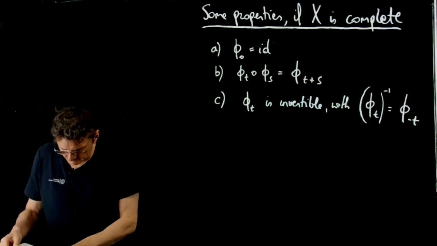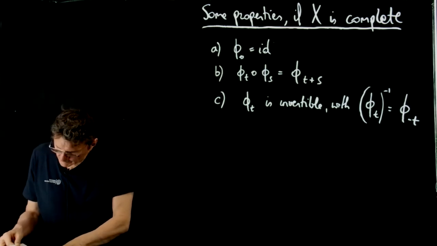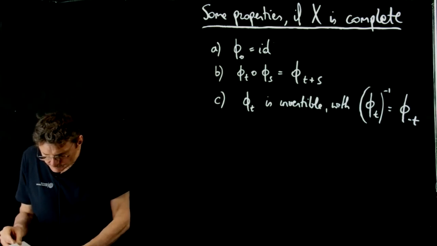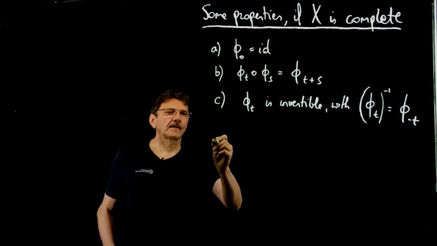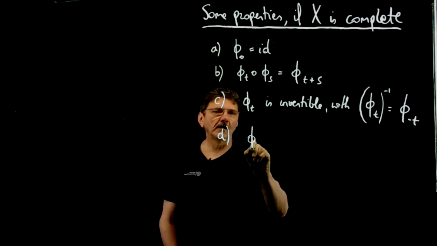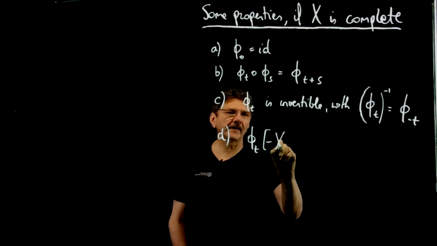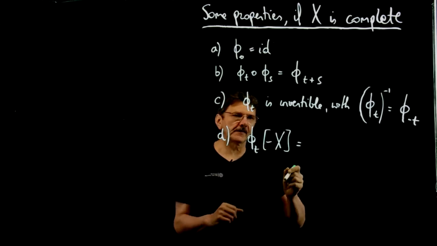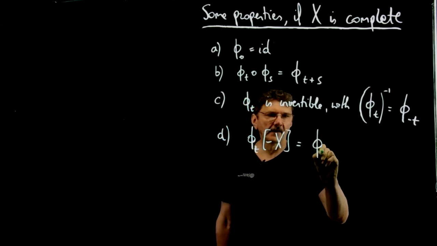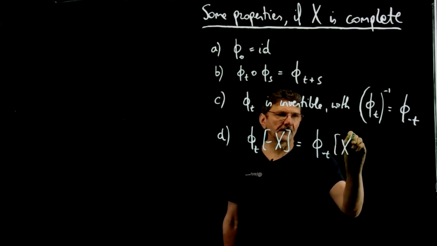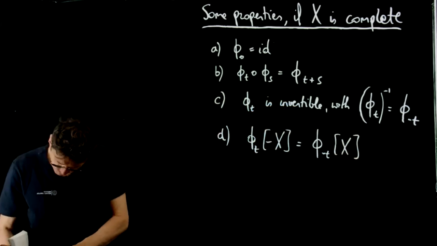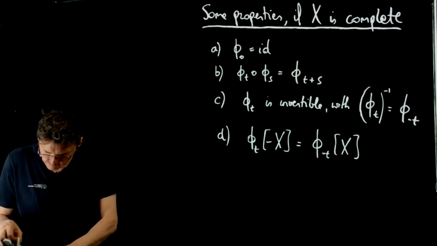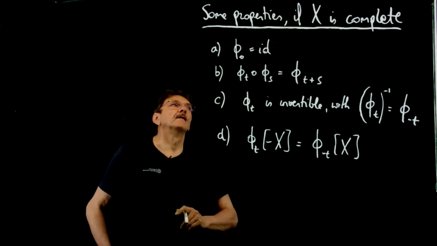Let's see if I need some other property here. If I take the flow of minus x, so I'm going forward with the vector minus x, then this is the same as going backward with the vector field x.